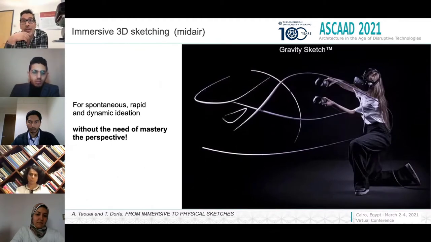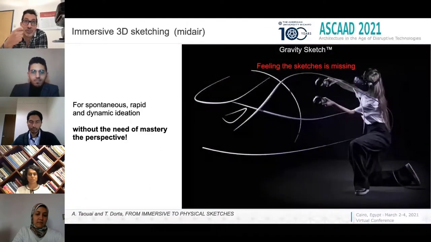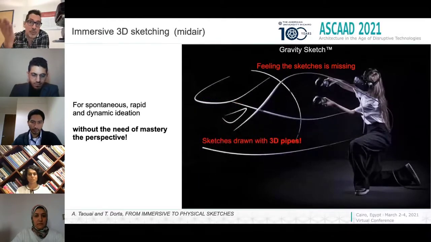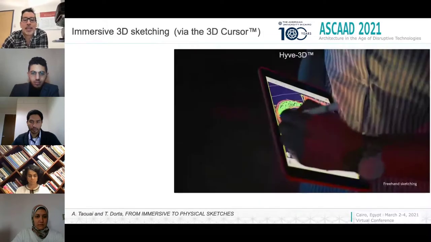For example, with Gravity Sketch, you can do mid-air sketching, so you sketch in the air. It's very spontaneous, it's very rapid, and you don't need to master the perspective, but it's difficult to feel the sketch going through your hands. And with this kind of sketches, we are not talking about 3D lines, but 3D pipes.